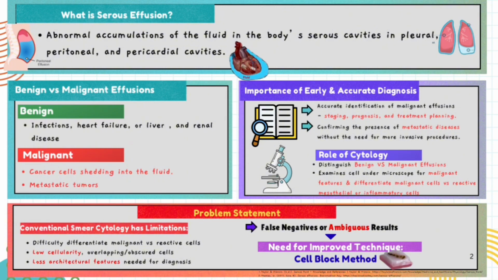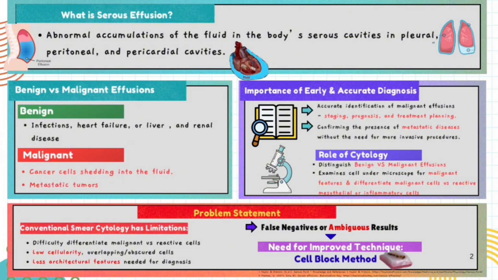Cytologically, effusions are classified as benign or malignant. Benign effusions are commonly associated with conditions such as infections, heart failure, or liver and renal diseases. In contrast, malignant effusions result from the presence of cancer cells shed into the fluid, usually indicating advanced or metastatic disease. The detection of malignant cells has important diagnostic and prognostic implications.